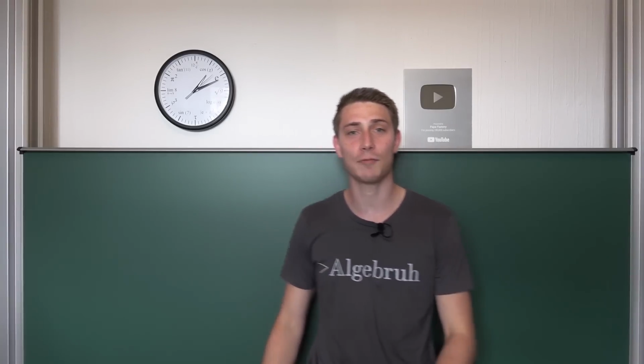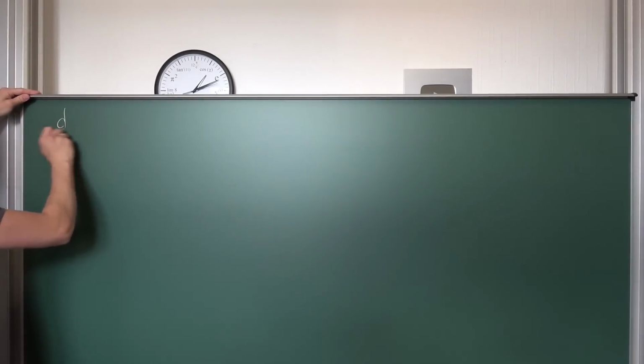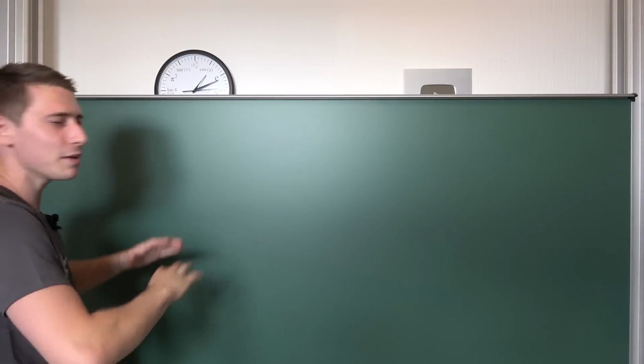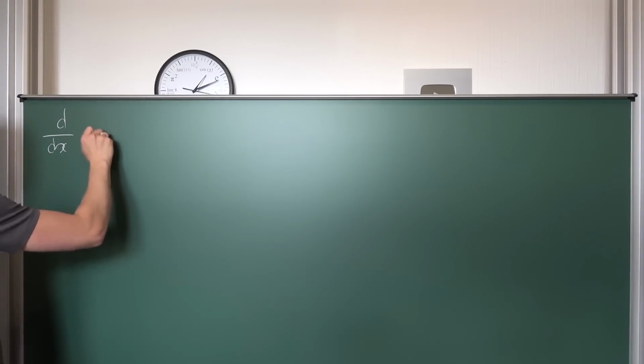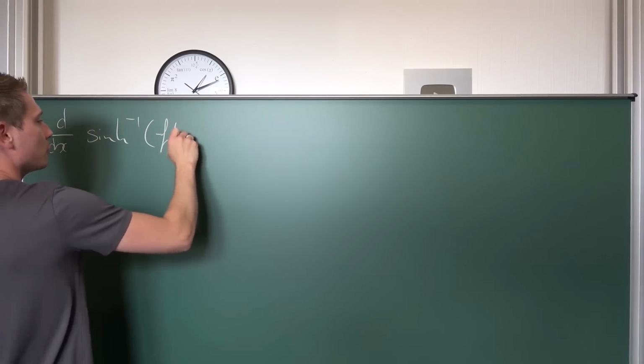We are going to talk about something really fundamental today. We are going to talk about the derivative with respect to x, t, whatever you want, of the inverse hyperbolic sine of some function f with respect to x.